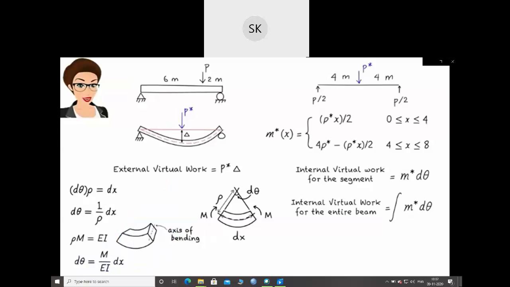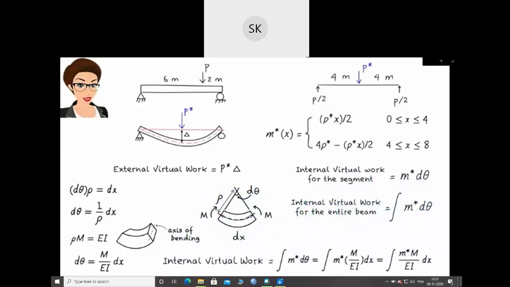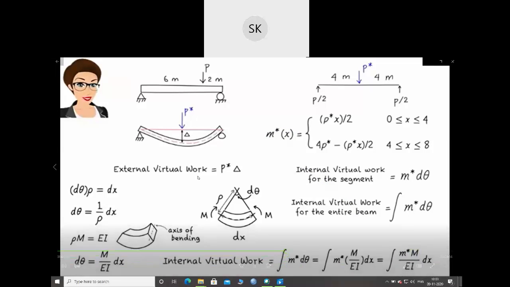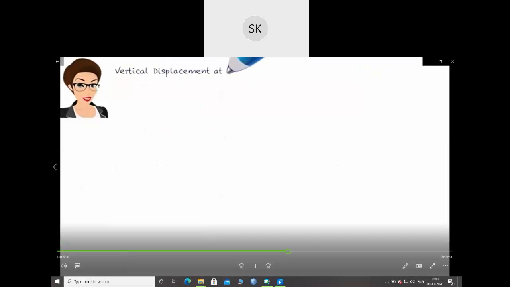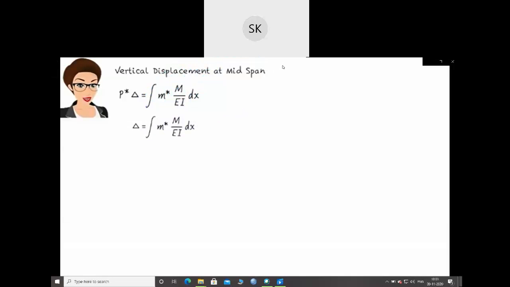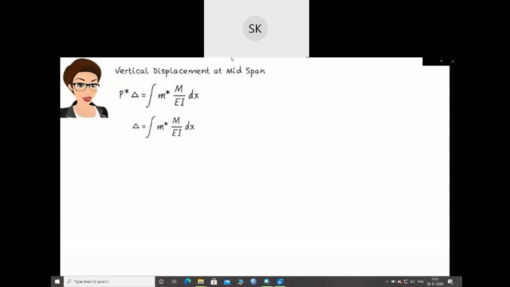Finally, we can write the expression for internal virtual work for the entire beam as. It is important to keep in mind that m star is the bending moment equation due to the virtual load, and m is the bending moment equation due to the real load. The virtual work principle can now be written as. If we assume a unit virtual load, we can determine delta using the equation: delta equals the integral of m star m over EI with respect to x, where both m star and m are in terms of x.